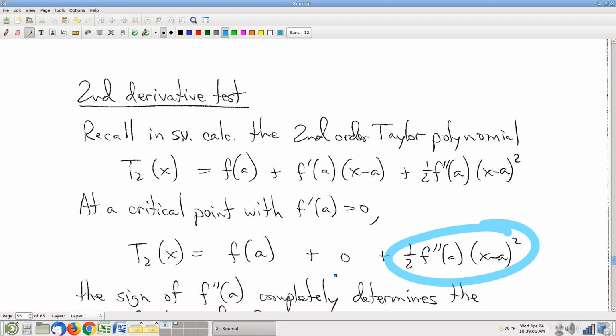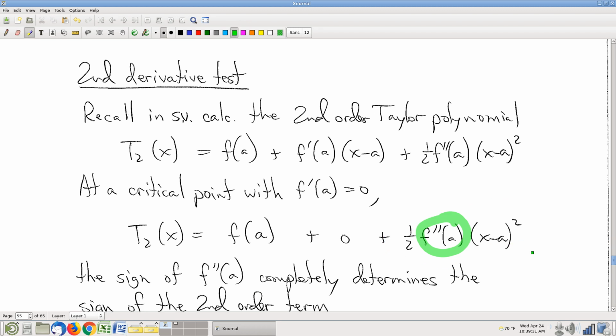And of course it's easy to resolve. Here we have a perfect square. That's never negative. Here we have 1/2. That is never negative, right? And so whether this is positive or negative comes down entirely to looking at the second derivative. And that's why the second derivative, a point of view on why the second derivative can allow us to classify.